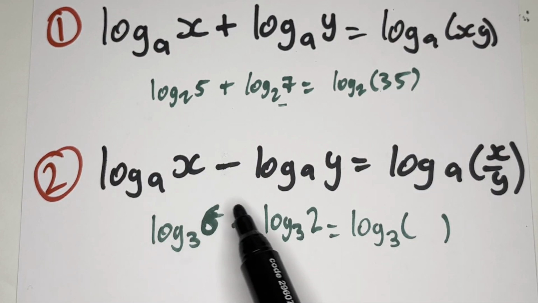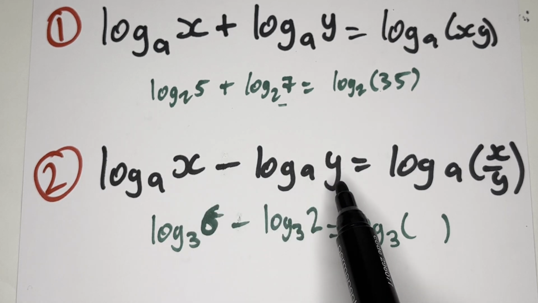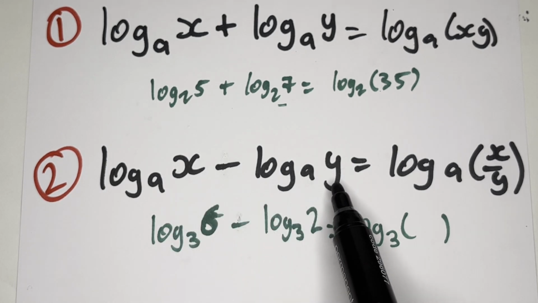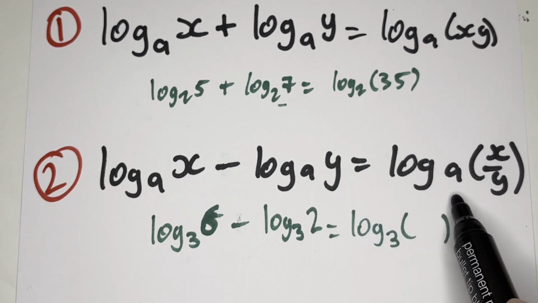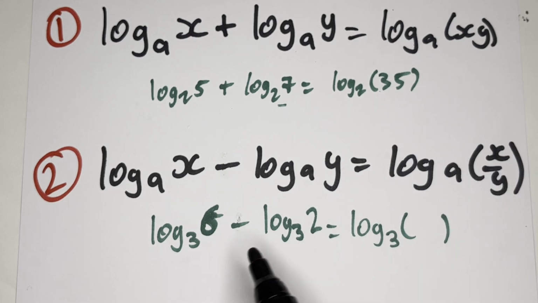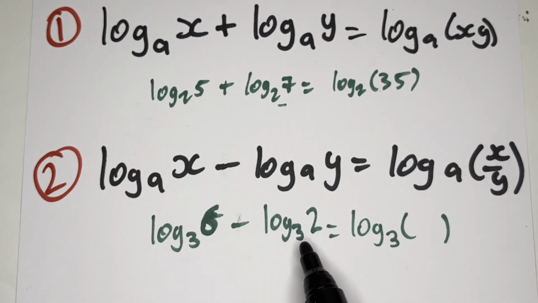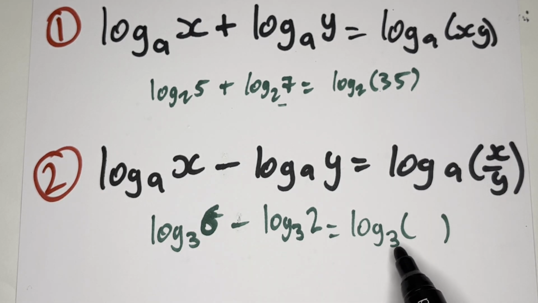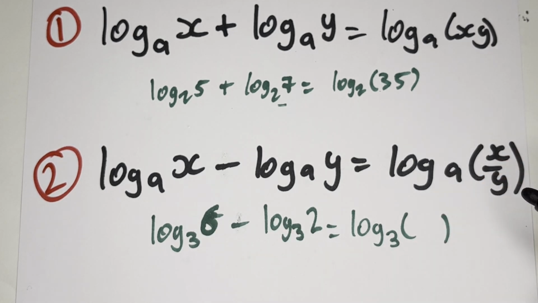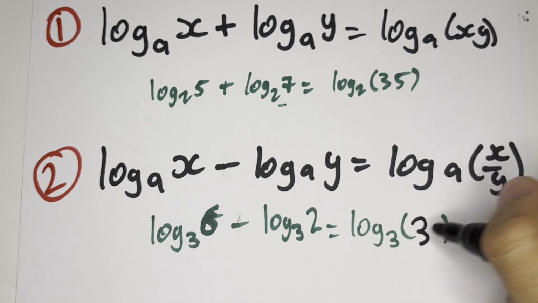The bases are still the same, except this time you're subtracting the logarithms. And here, if you have log a of x minus log a of y, your answer is going to be log a of x over y. So you're dividing these two numbers. In this case, log 3 of 6 minus log 3 of 2 is going to be log 3 of 6 over 2. 6 divided by 2 is going to be 3.